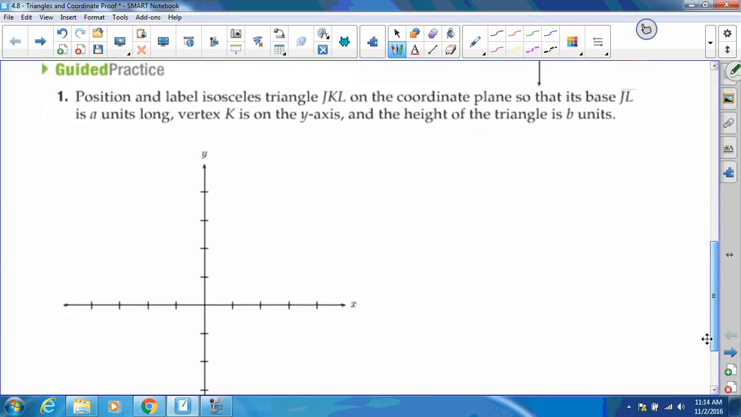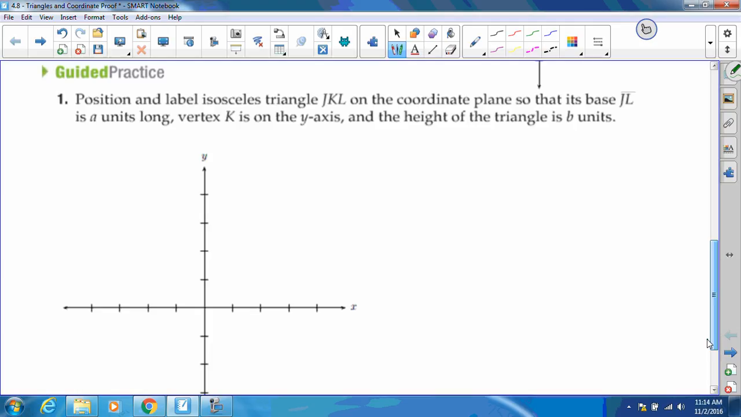Okay, let's try this one. This time, we're going to position and label isosceles triangle JKL on the coordinate plane so that its base JL is A units long, vertex K is on the y-axis, and the height of the triangle is B units. Okay, so a couple things. They tell us the base is JL. They tell us vertex K is on the y-axis. So somewhere on my y-axis, I'm just going to put it here, is my K.